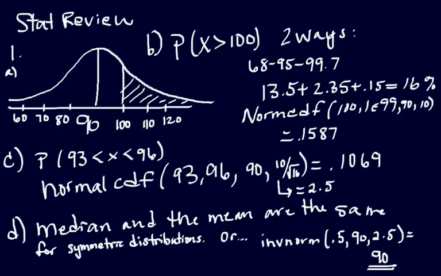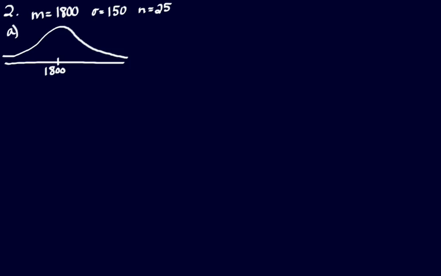Alright, number 2. So for number 2, it changes a little bit, gives us a different scenario. Looking at an apartment, the mean rent says 1800. You have a standard deviation of 150. The sample size is 25.